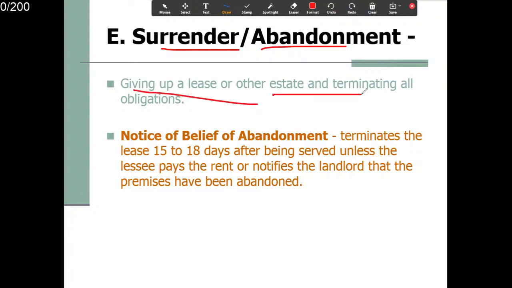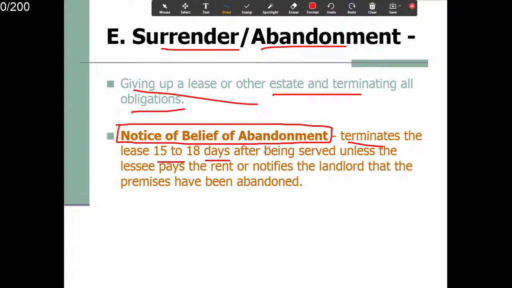Alright, surrender or abandonment, okay? Give up a lease or other estate, terminating all application. Now let's say you find your house being abandoned, right? There's no furniture in it, it's dirty, and no one's there. They abandoned it. So what do you do? You still have to terminate the lease with the 15 to 18 days, and you give them a notice on the door, saying that I believe that you abandoned this place. So you still have to wait 2 weeks plus. Unless the lessee pays the rent or notifies the landlord that the premise has been abandoned.